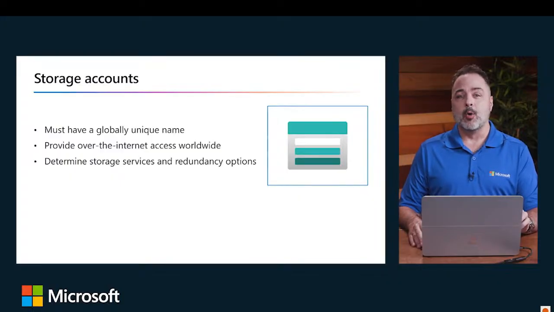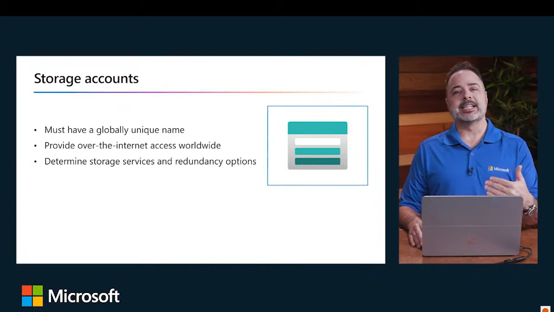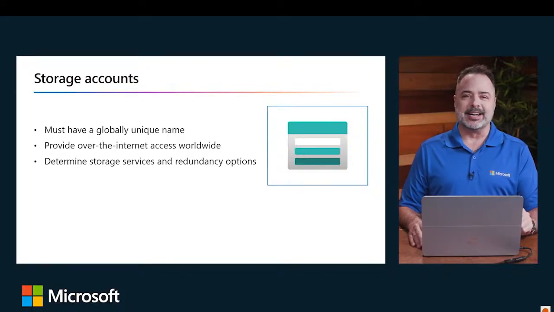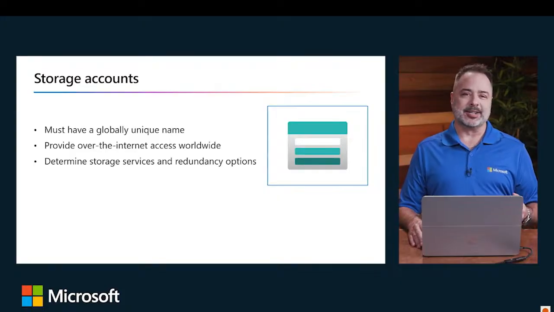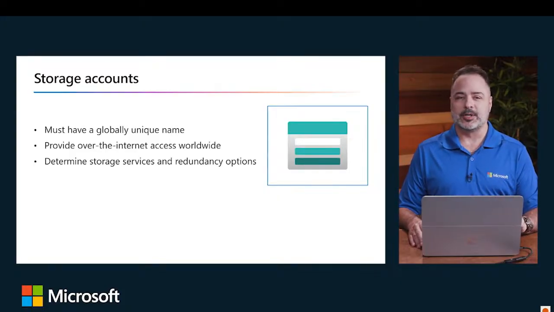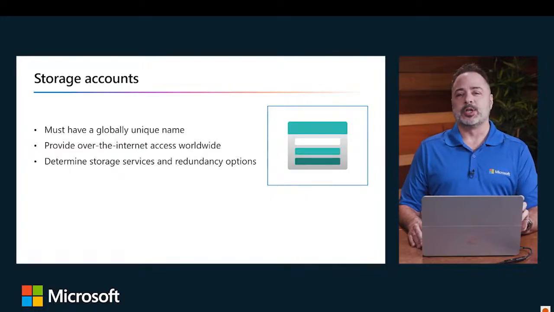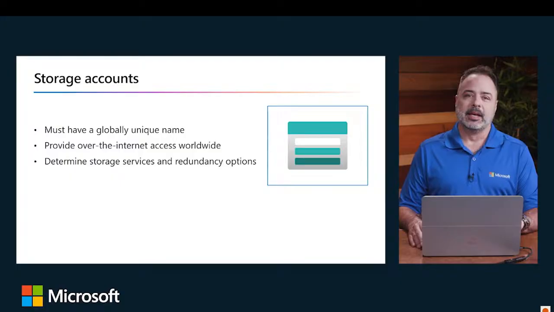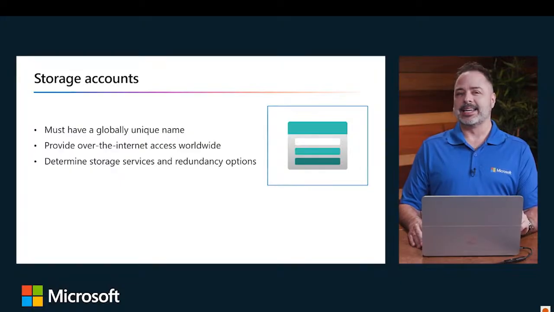These accounts provide over-the-internet access worldwide, allowing you to store and retrieve data from anywhere. When setting up a storage account, you can determine the storage services and redundancy options that best suit your needs. This includes choosing between different types of storage, such as blob, file, queue, and table storage, and selecting redundancy options like locally redundant storage, zone redundant storage, geo-redundant storage, or read-accessible geo-redundant storage. These options ensure that your data is stored securely and can be accessed reliably, even in the event of hardware failures or other issues.